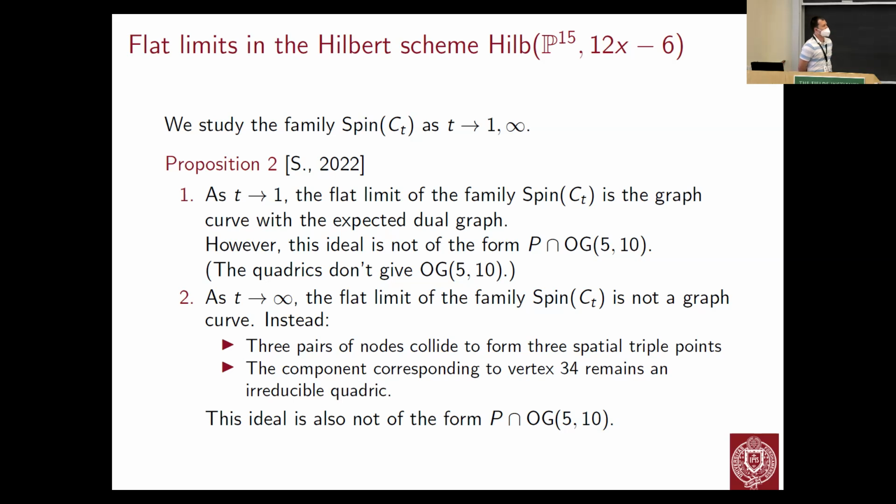So that seemed like things were going wrong in a very mild way. On the other hand, at this specialization that I called T equals infinity, things are a little bit weirder. We actually have 3 pairs of nodes coming together to form 3 spatial triple points. That's a type of singularity that I haven't seen before in work on birational geometry of moduli spaces in the log minimal model program, aka the Hassett-Kiel program. So that seemed much more severe. Also, weirdly, the component that I labeled vertex 3,4 didn't split into 2 lines in the way that I expected it to. Okay, so it was easy to compute and study the limits in the Hilbert scheme.